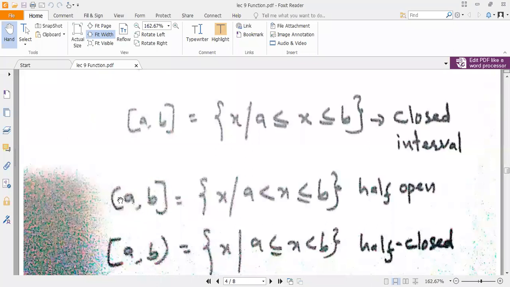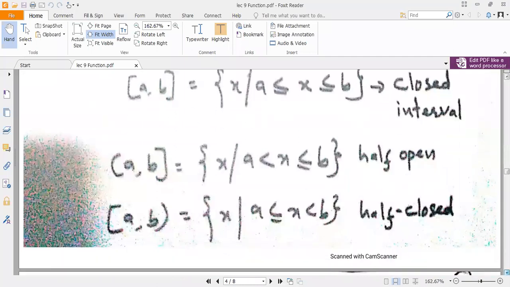And see here, this is half open and half closed. It means this point a is not included in this interval, but b is included, just like (2, 5]: 2 is not included, but 2.5, 3, 4, 4.5, also 5. And for half closed, this point a is included, but b is not included. This is a half open and half closed interval.